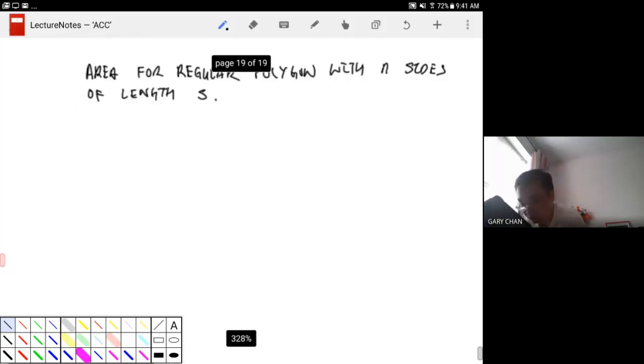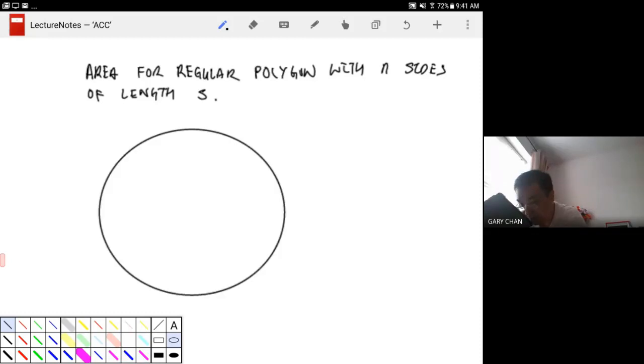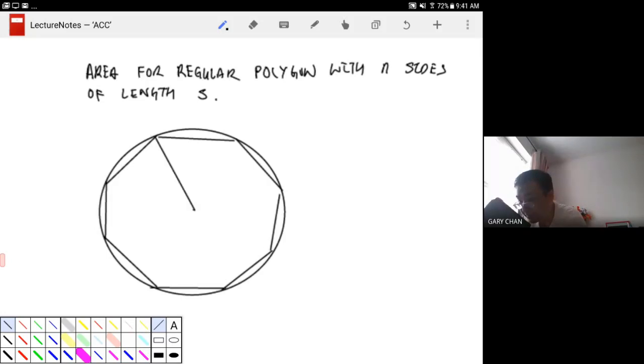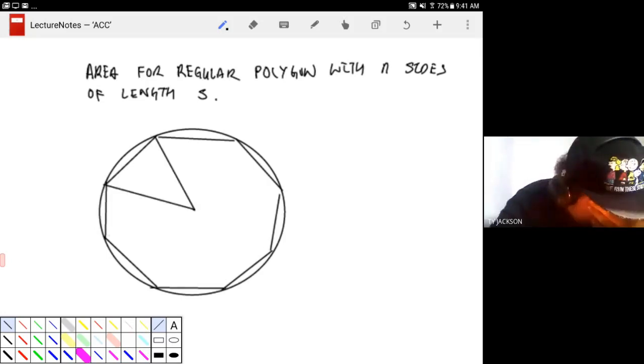What I'm doing here is I am doing this now for any number of sides. So I'm just drawing some number of sides here. And the technique always has been to connect all the corners to the center. Isn't that right? That was what we did, right? Yes.